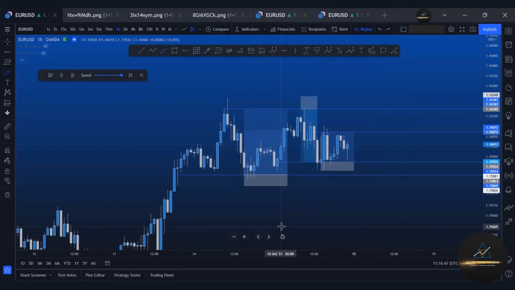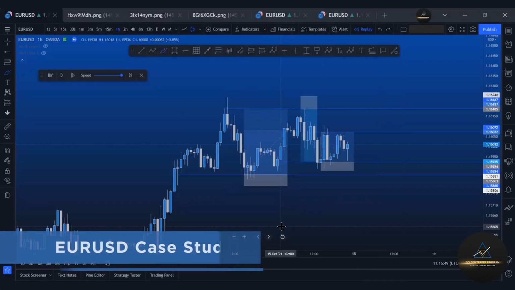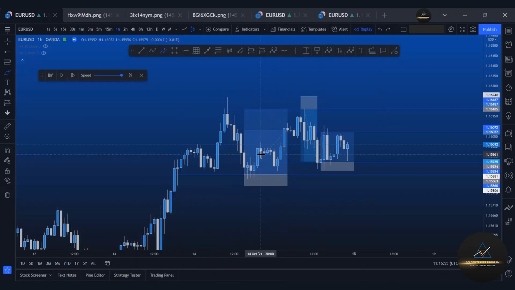Okay, now let's look at Euro USD and a couple of case studies that started from the 14th of October up until the 15th of October. As you can see, there are 3 potential pretty decent trades.